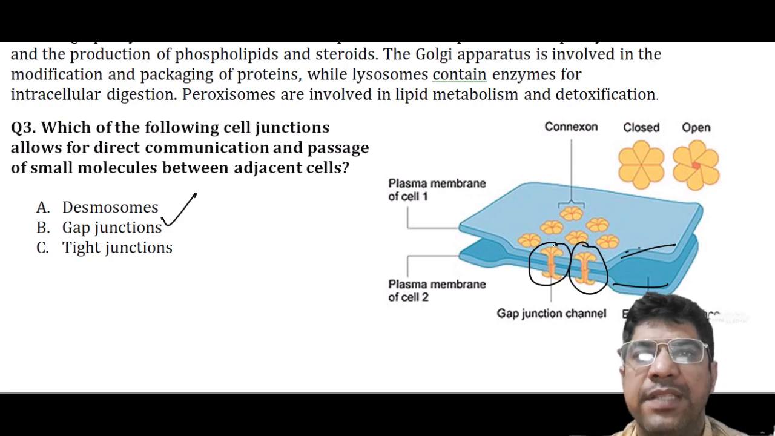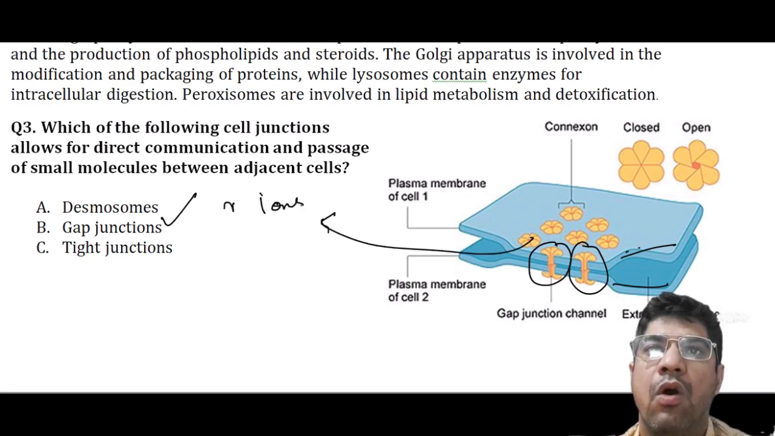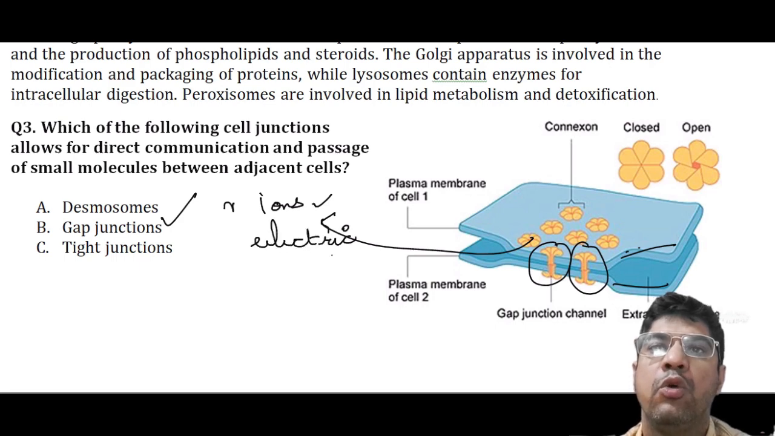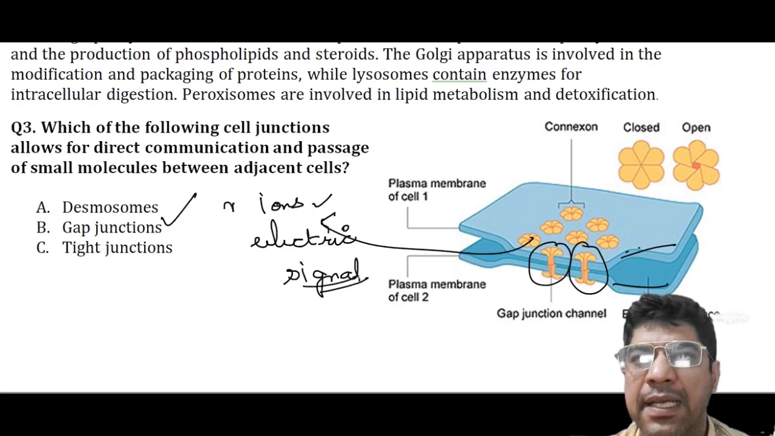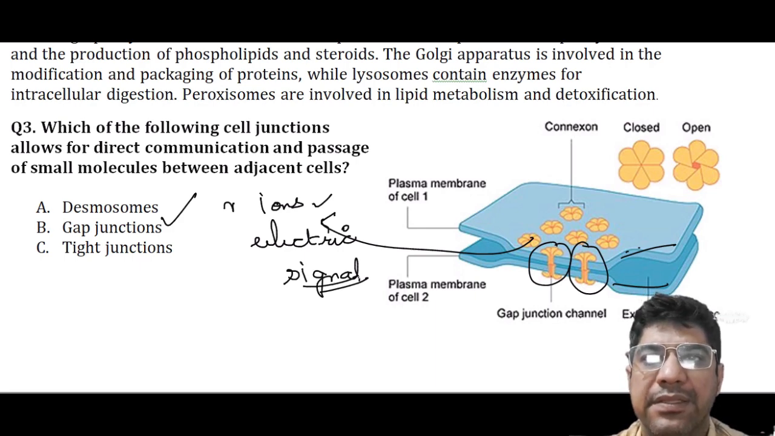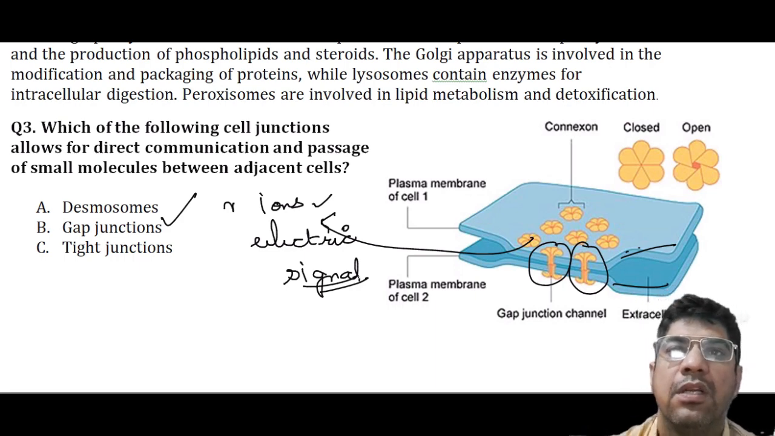They are the channels that allow small molecules, like ions or electric signals, to pass from one cell to another. So gap junctions are like little tunnels that connect the cells, enabling them to exchange information and coordinate their activities. They are just like cell phones.